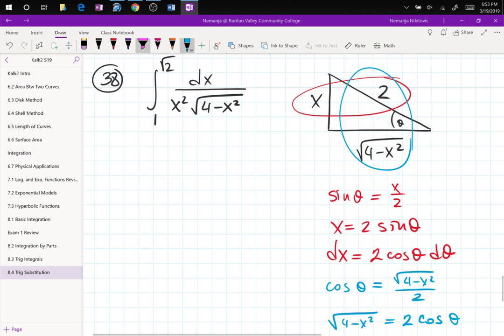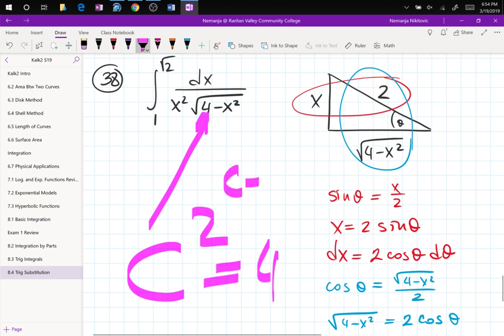The hypotenuse is right here. It's a 4. Square root of 4 is 2, because that's c squared. So if c squared is equal to 4, then c is 2.